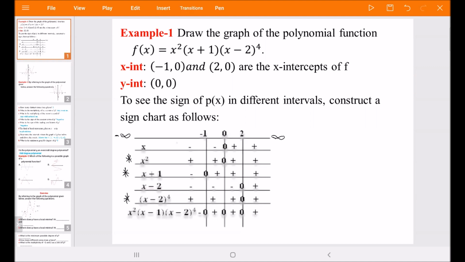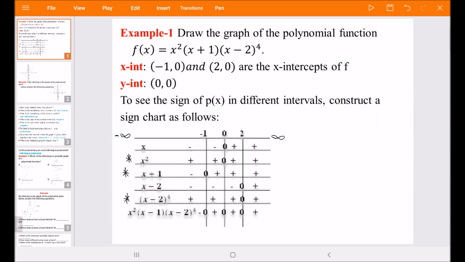Then between -1 and 0, take the product of the sign of x squared, which is positive, the sign of x plus 1, positive, and the sign of (x minus 2) to the power of 4, positive. So the product of three positive quantities produces a positive number. So the graph of f of x between -1 and 0 lies above the x-axis.